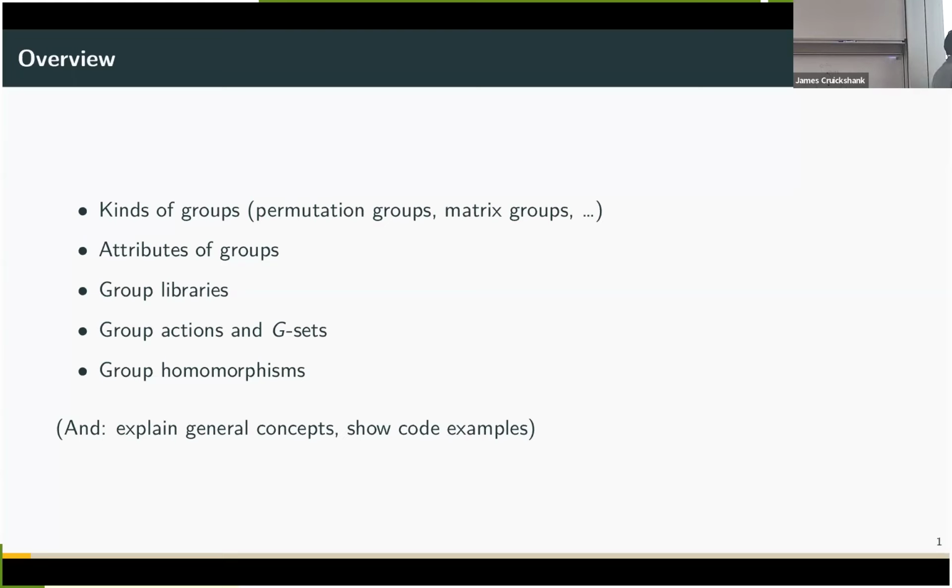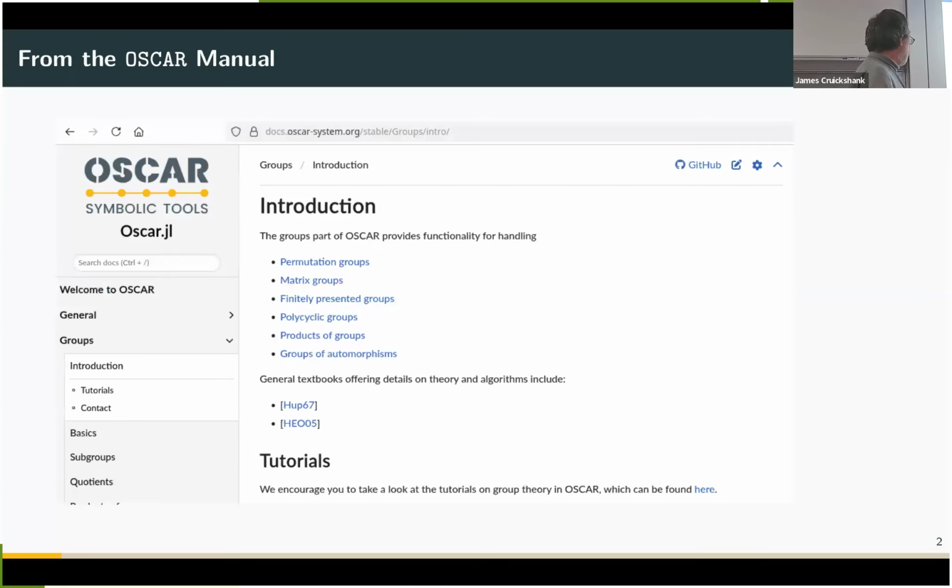And along these lines, in another dimension, I want to explain some general concepts, how this is thought of in OSCAR, what principles we have in OSCAR, or maybe even generally in Julia, which are behind it. And then I want to show some code examples to play with, perhaps a little bit more than in the previous talk. So, okay, yeah.